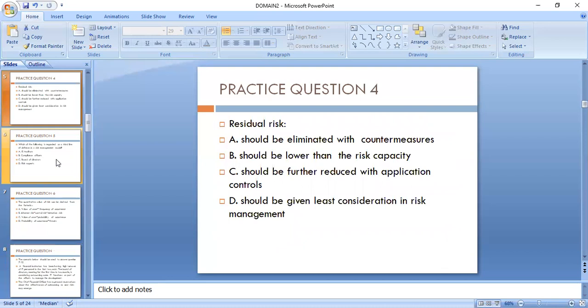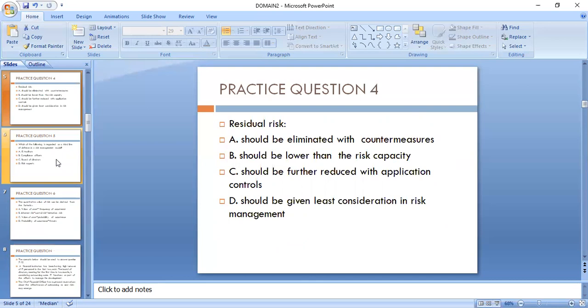Question 4. Residual risk. A should be eliminated with countermeasures. B should be lower than the risk capacity. C should be further reduced with application controls. D should be given risk consideration in risk management. So this is a question on risk management. A is wrong because you cannot eliminate risk. You can only reduce it, right?